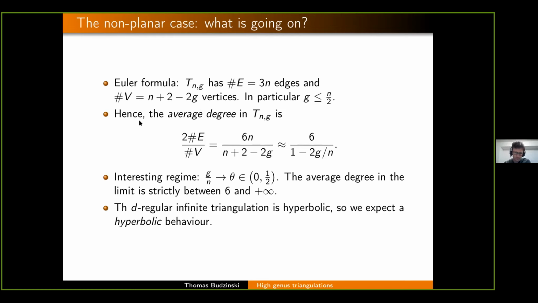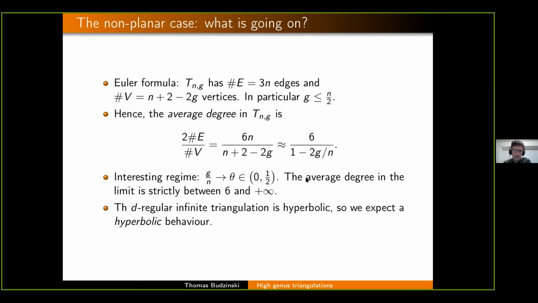And since we know the number of edges and the number of vertices, we can compute the average degree in a triangulation of size n and genus g. It's just the number of half edges, so twice the number of edges, divided by the number of vertices. And this is roughly 6 divided by 1 minus 2g over n. In particular, if the genus is negligible compared to the size, so if g is small compared to n, the average degree is not going to be affected by the genus. So if the genus is 0, we get 6, which is also the average degree in the Euclidean regular triangular lattice.